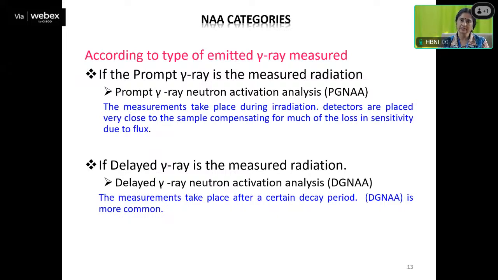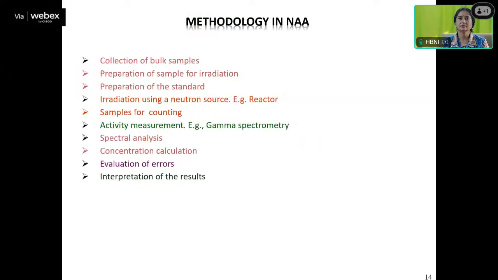If it is containing sodium, then sodium can get very high. So you have to allow it to decay for some period, and then you have to bring it to your lab, and then you can measure the various radiations coming out of this, which can give you an idea of the element present in it. So now let us look into the methodology for NAA.